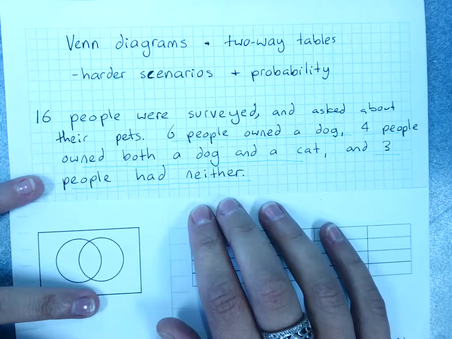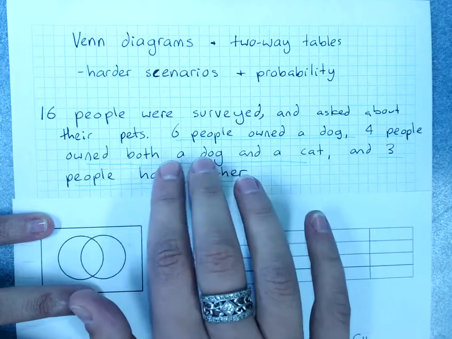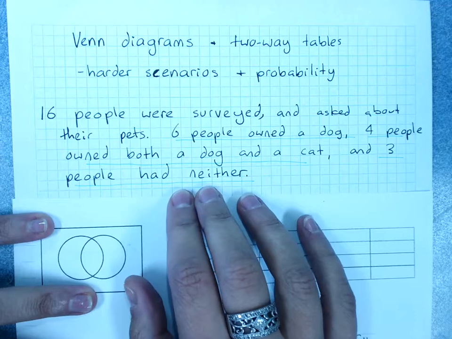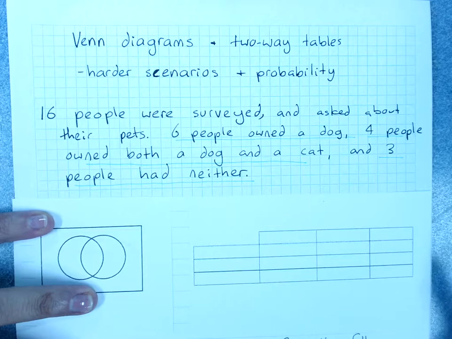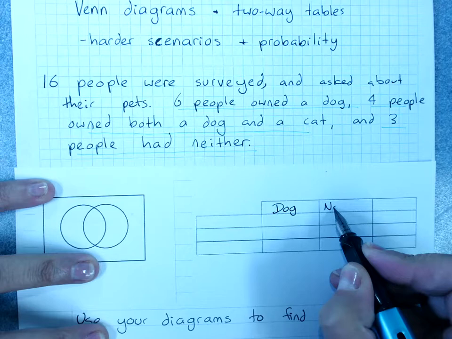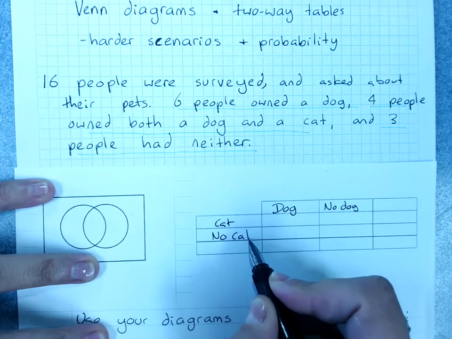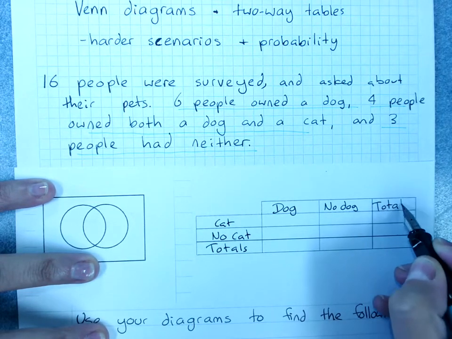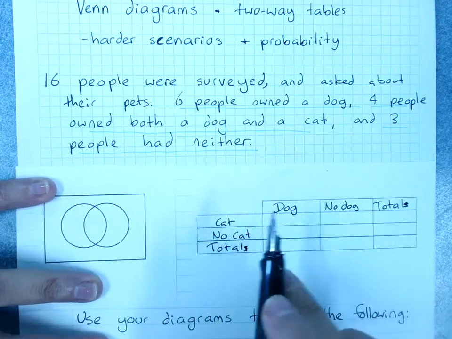Now what you'll notice is that they haven't told me both the totals. They've told me one of the totals, they've told me both, and they've told me neither. Now what you need to do is be very, very careful, and often a two-way table is actually easier. So you can see that they asked dog or no dog, and cat or no cat. And we need the totals. So your strategy is to put in all the numbers that you can be sure of.